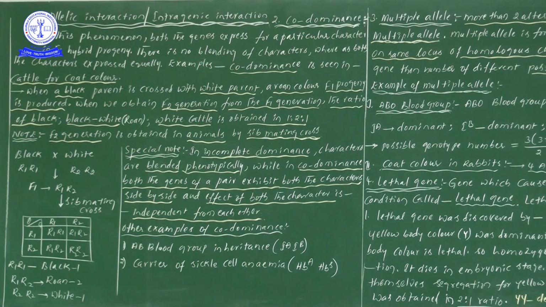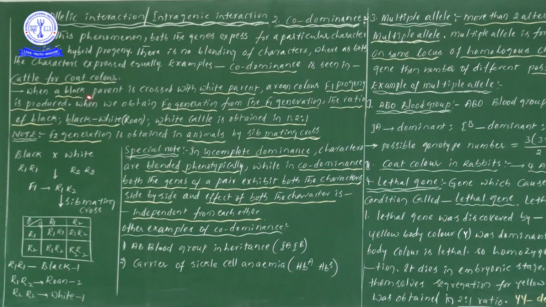There is no blending of characters; both characters are expressed equally. For example, codominance is seen in cattle for coat color. In cattle, coat color is the best example of this kind of codominance. Some examples we have seen already, and those examples we will also discuss, no worry. But from the NEET examination point of view, along with our textbook example, I have brought some other examples for you.